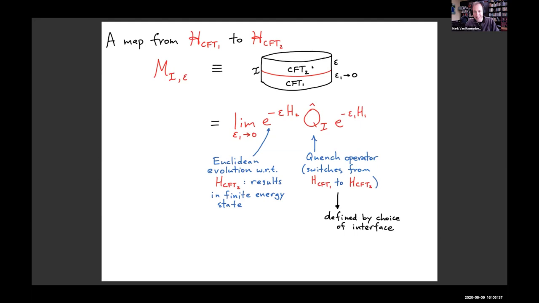And so now I apply a little bit of Euclidean evolution with respect to the Hamiltonian of CFT2. This e to the minus epsilon H2 is going to smooth everything out in the UV and give me a finite energy state of CFT2. But the hope is that if epsilon is small, then the long distance properties of this state should be more or less like they were before. We don't have enough Euclidean evolution to really affect the infrared very much. So this is the basic idea.